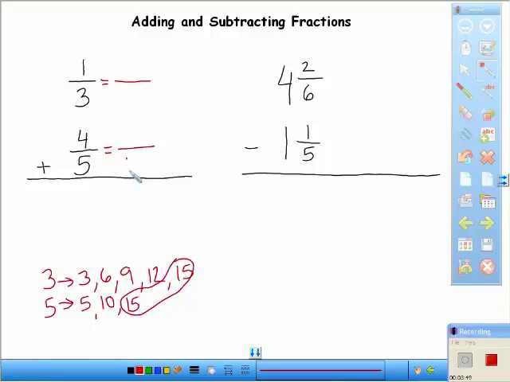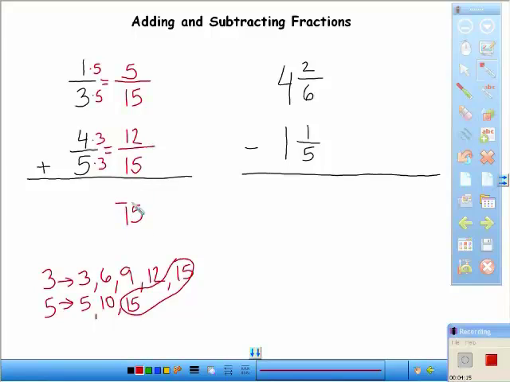So 15 is going to be my least common denominator. What are we multiplying by here? Times 5, times 5. 5/15. 5 times 3. 4 times 3 gives me 12. Now let's take a look. Now my denominators, yep, they're the same.